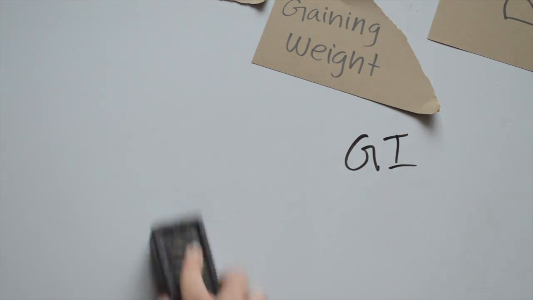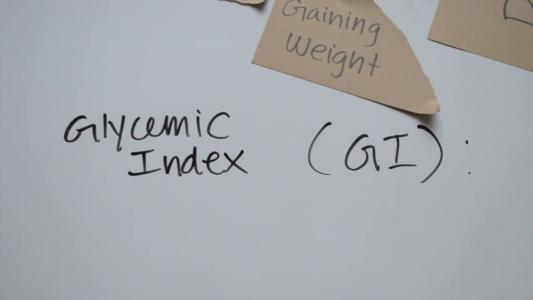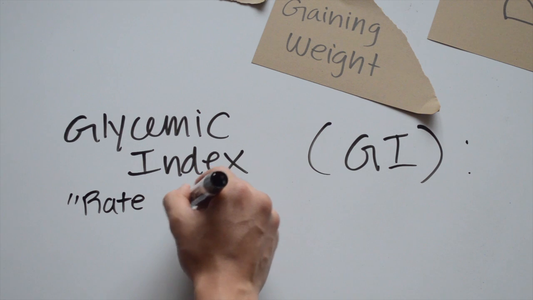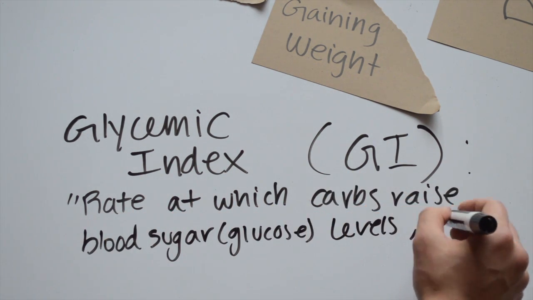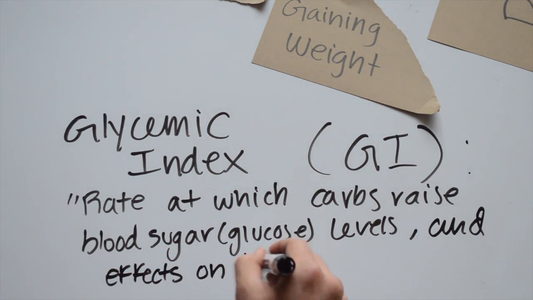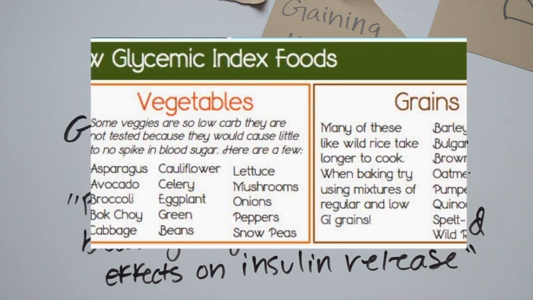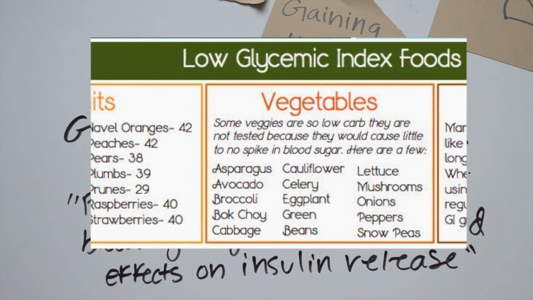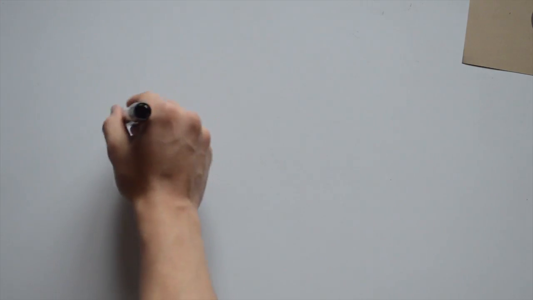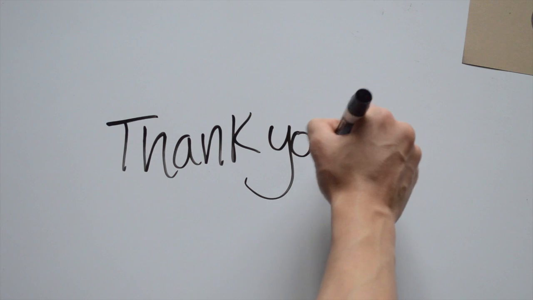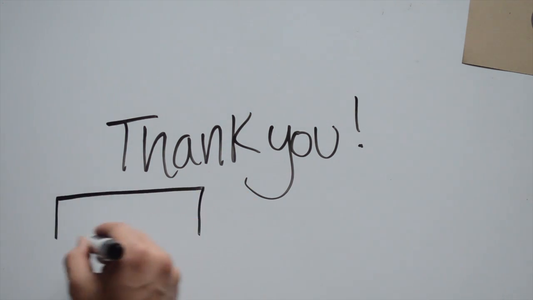Another healthy tip would be to choose carbohydrates that are low on the glycemic index. Glycemic index is the rate at which carbs raise blood sugar and the effect on insulin release. Some examples of low GI complex carbs are things with high fiber, and overall, complex carbs just have a higher nutritional value. That's something we should look for in our diets.